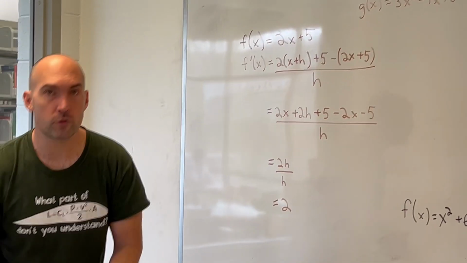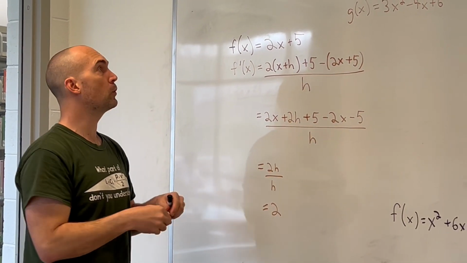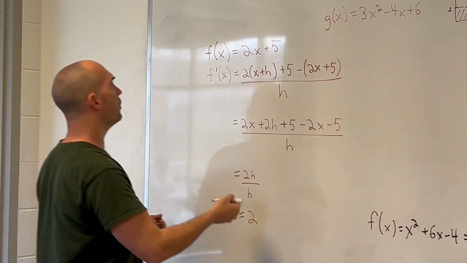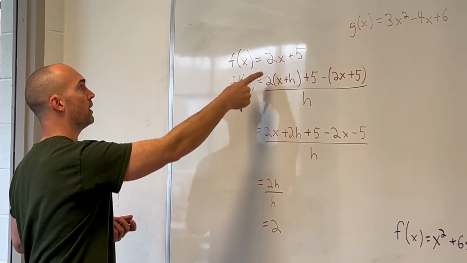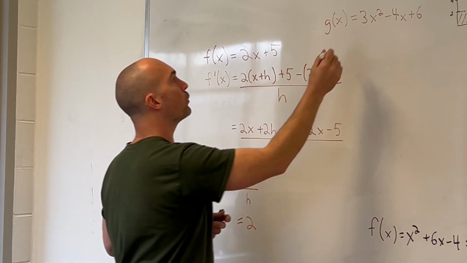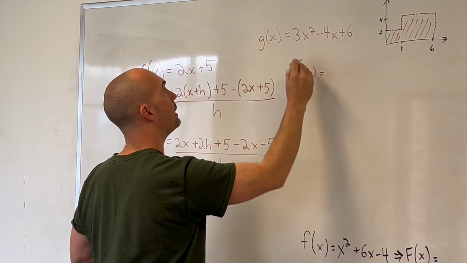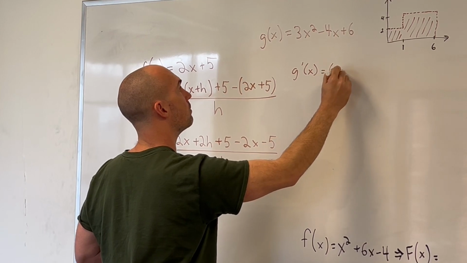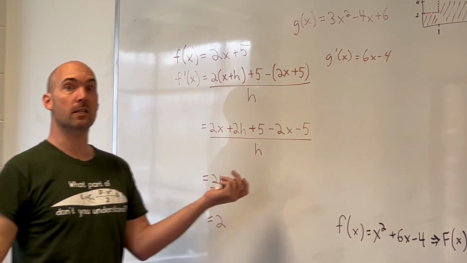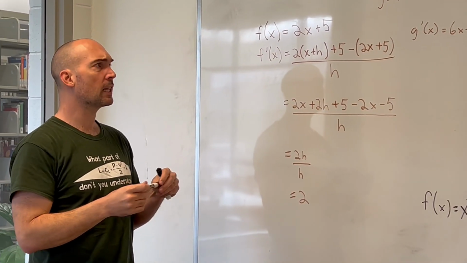But then when we introduced the idea of derivatives being the quicker version of that, it's very easy. The derivative of f of x, f prime of x, is 2. Boom. Over here, if I want to find the derivative of g of x, g prime of x is 6x minus 4. Bam, easy, right? We all really liked that.